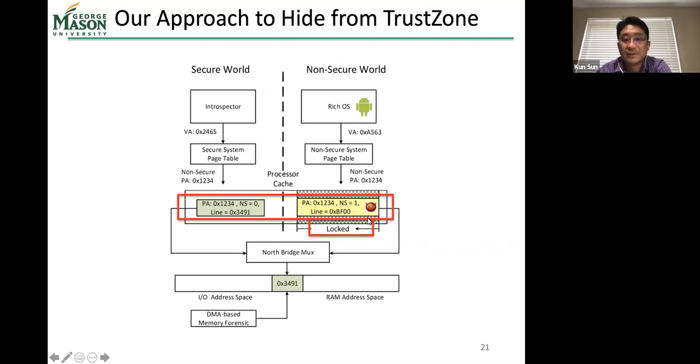So after this, using this cache locking, we can make sure our malicious code will only appear in the cache marked for the non-secure world and will be locked in this cache.